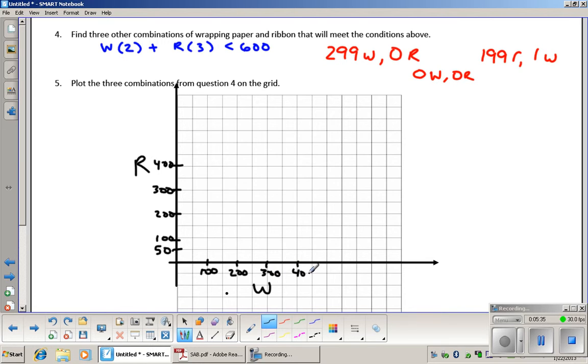Okay. So to put these on the graph, they're not going to be perfect, so I'm just going to try to get as close as I can. Here's 0, 0, 199R, 1W, so 1W would be right next to it, 199R would be just under 200. Okay. And then 299W, 0R. Okay.